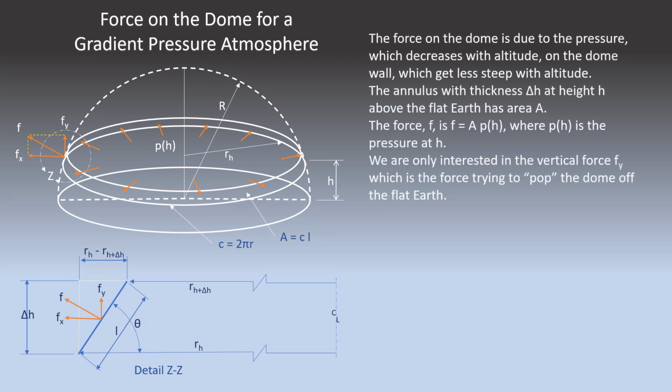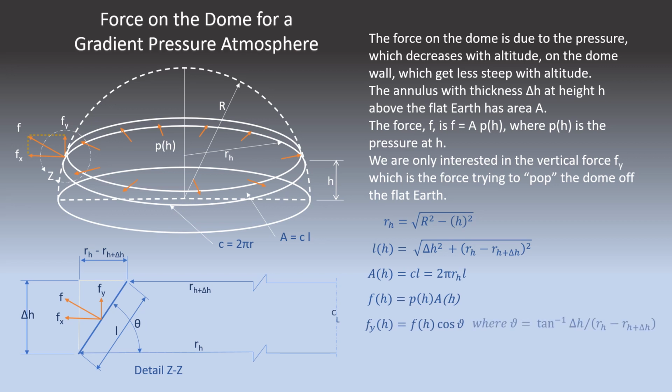This graphic shows the calculation of the force on the dome for a gradient pressure atmosphere. The force is due to the pressure, which decreases with altitude, on the dome wall, which is constantly getting less steep, therefore showing more area in the upward direction. The total force is the sum of the vertical forces on each annular section of the dome.